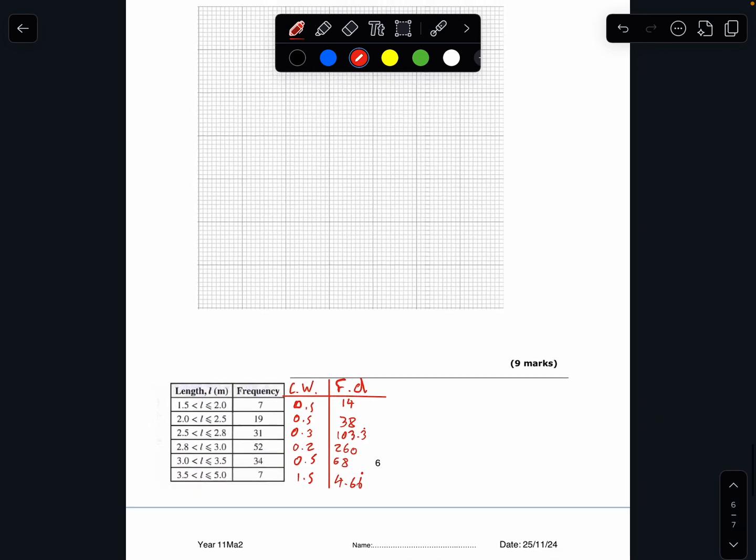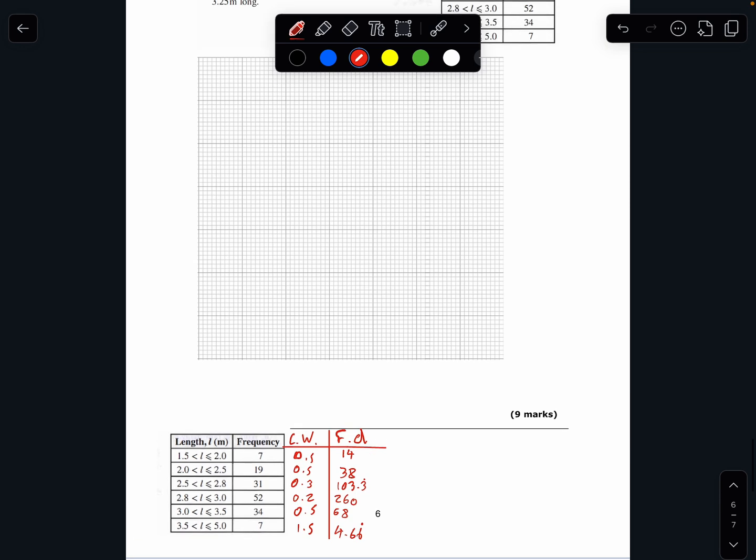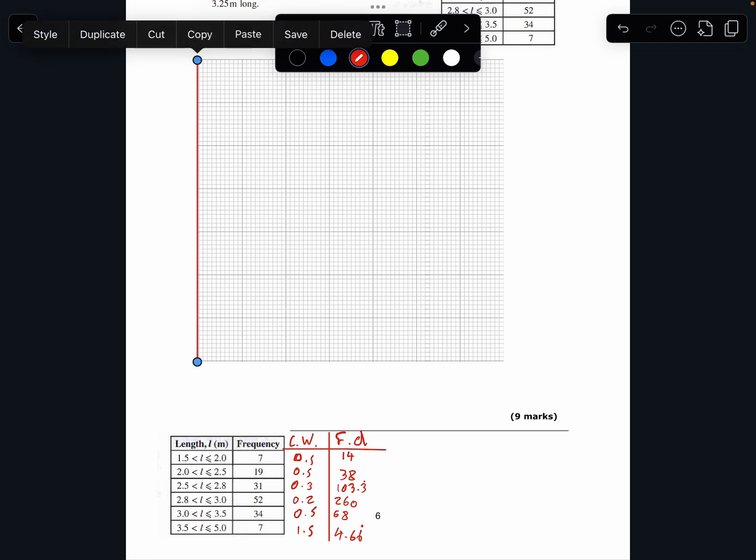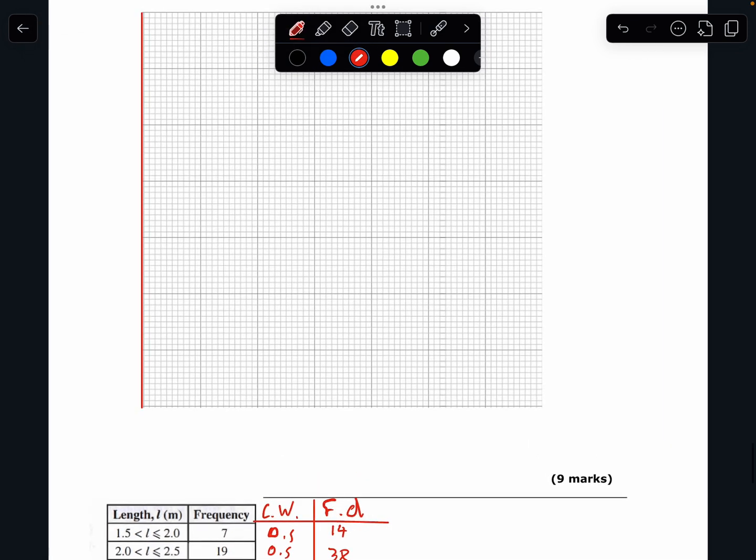We now need to plot these frequency densities with this class width somewhere on here. So I'm going to try and use the full graph. We need to use as much room as we can in order to do this. So I wouldn't expect anyone not to be using the full bar, okay? So we're going to use the full thing.